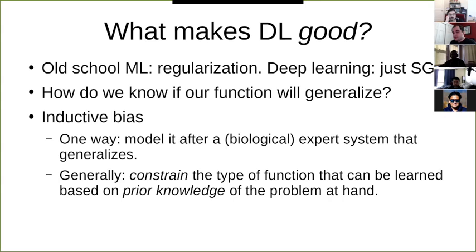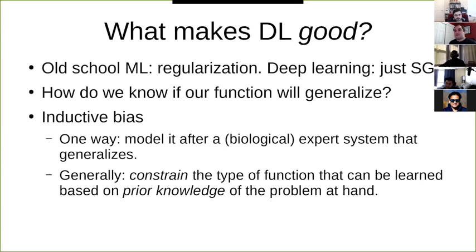We just take these giant neural networks that are full of tons and tons of weights, and we kind of randomly find the first solution that minimizes a local minimum. So how do we know that that particular function is going to generalize well in the absence of regularization? The way we do it is with inductive bias. One way, the way that we do it in neural networks, is to model it after a biological expert system that generalizes well, right?